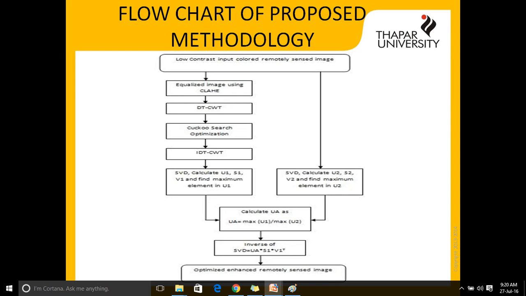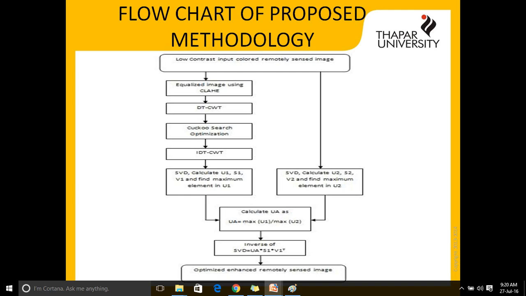Now coming on to the work done. This is the flowchart of the proposed methodology. At first, a low contrast image is taken as the input, and then CLAHE is applied, which distributes the image intensities uniformly as it works on tiles, and so we get enhanced local details. Then the obtained image is divided into sub-bands, which preserves the details of the image. Then these sub-bands are optimized using Cuckoo search, which is discussed in the next slide. Cuckoo search yields optimized subbands.